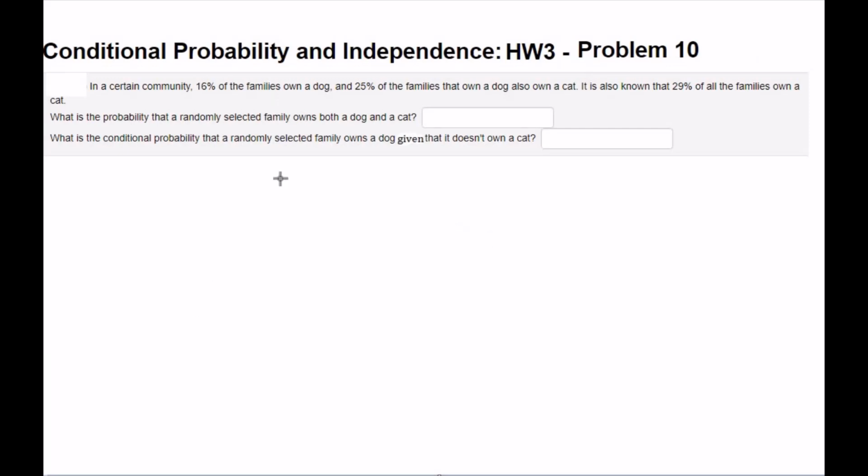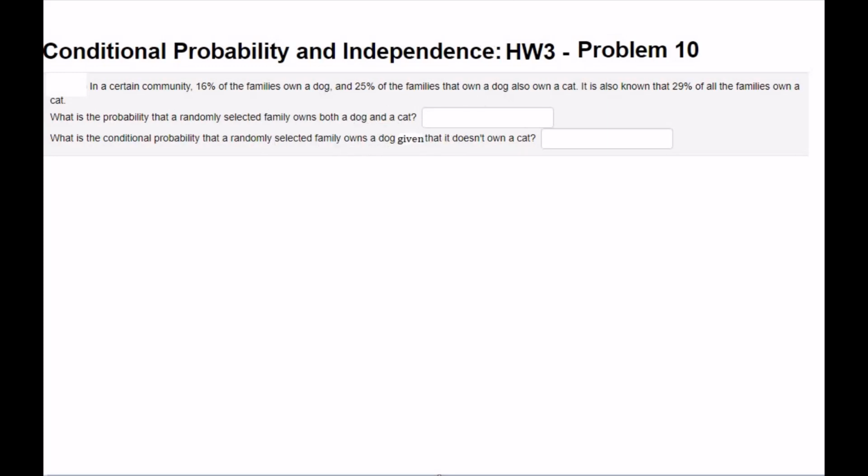Problem number 10. In a certain community, 16% of the families own a dog, and 25% of the families that own a dog also own a cat. It is also known that 29% of all the families own a cat. So using this information, what is the probability that a randomly selected family owns both a dog and a cat?